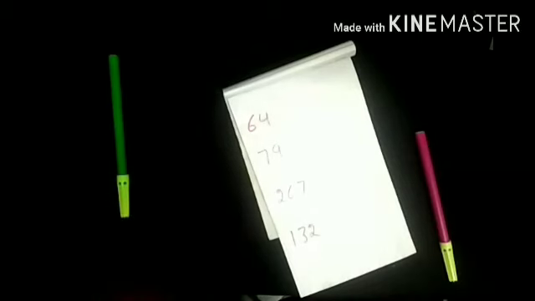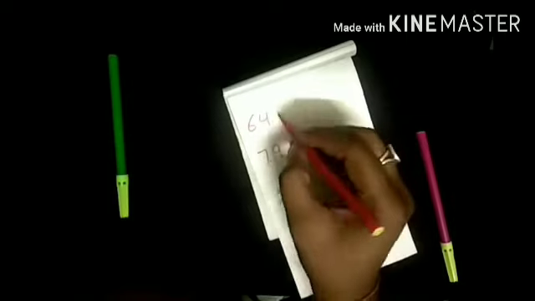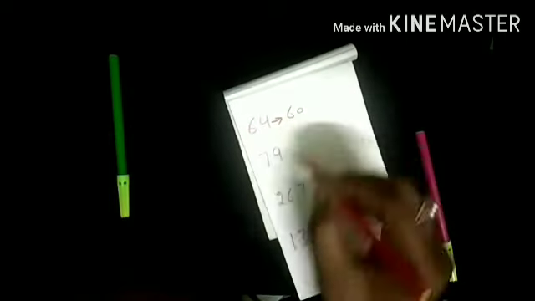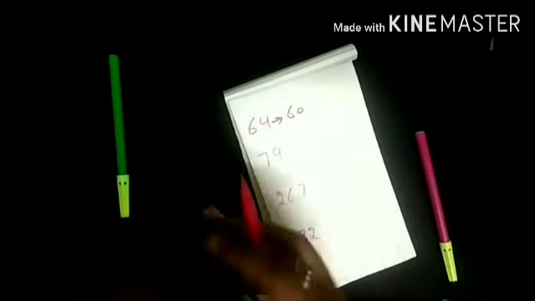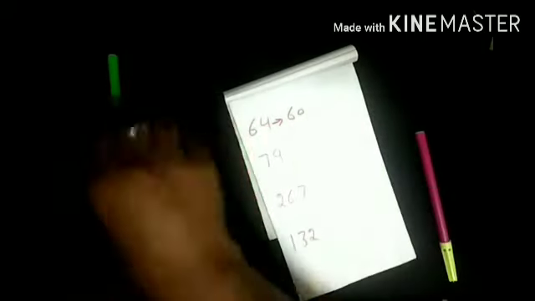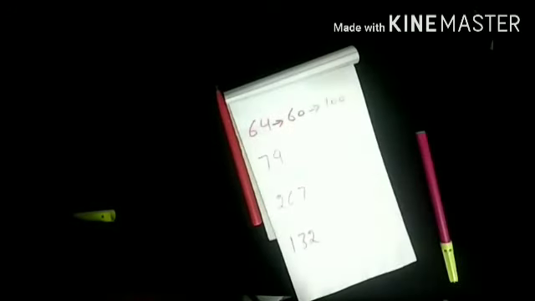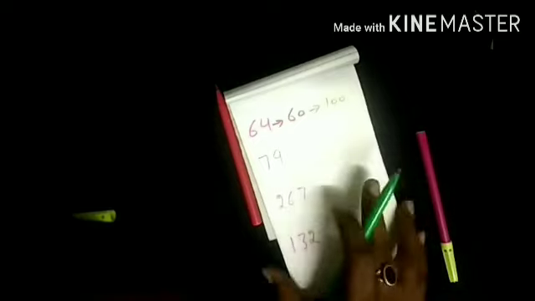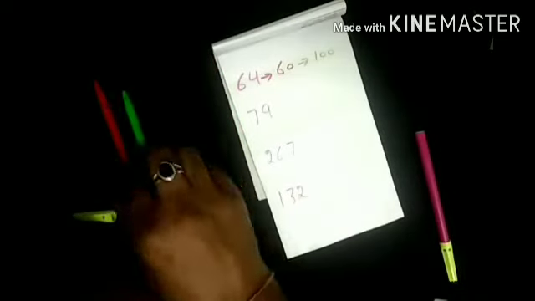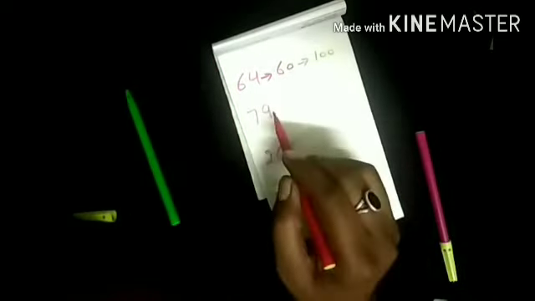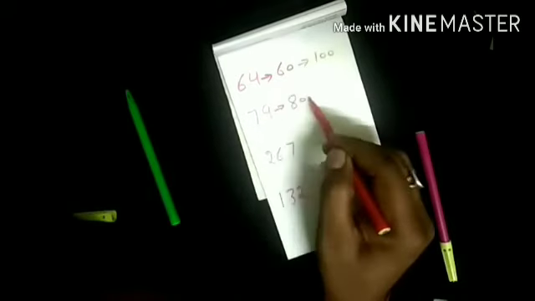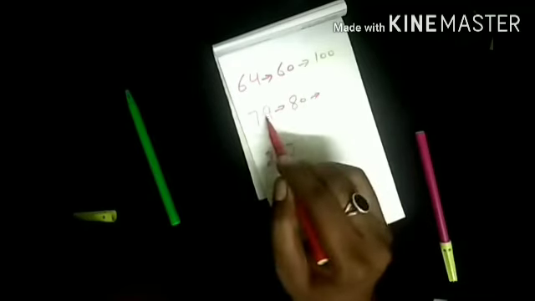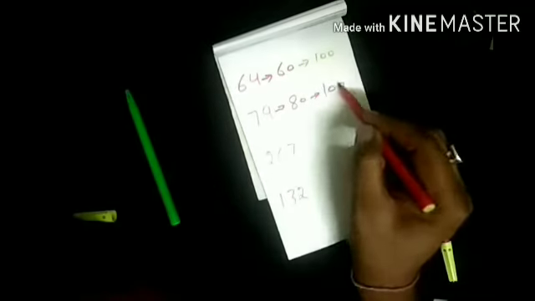If we round it off to the nearest 10, then what will be the answer? Its answer will be 60. And if I have to round it off to the nearest 100, then its answer will be 100. These things we have discussed in the earlier videos. Okay, now 79. If I have to round it off to the nearest 10, then its answer will be 80. And if I have to round it to the nearest 100, then its answer will be 100.